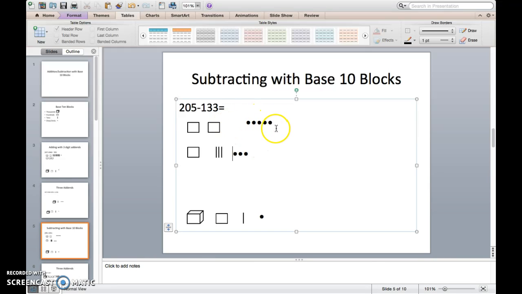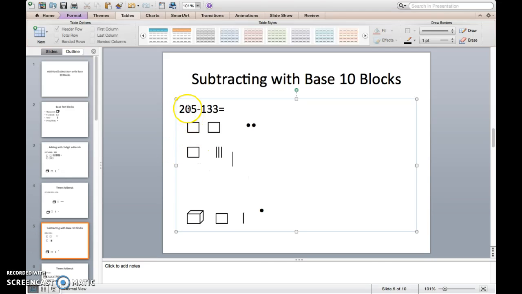So 5 minus 3, what we're going to do is we're going to mark out from this original base 10 figure here what we're taking away. And we're taking away 3 ones. 1, 2, 3. So now we have 2. Now we can take these away because we no longer need to remove them.